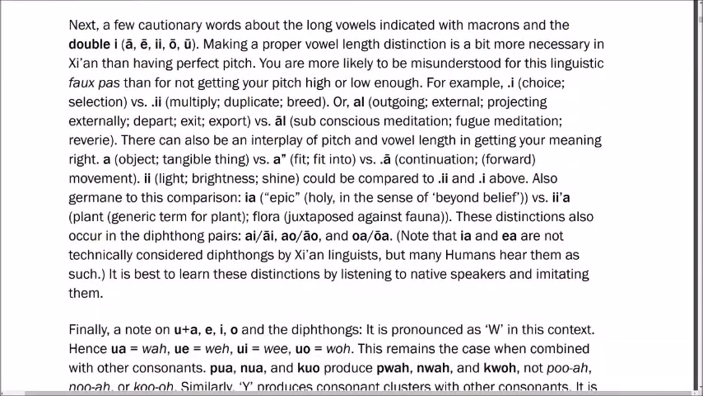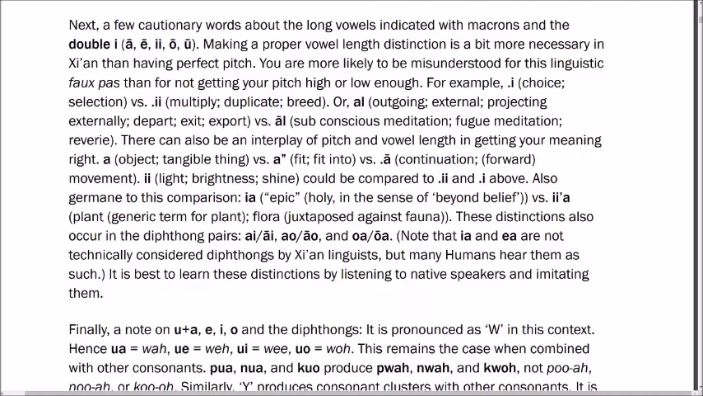Next, a few cautionary words about the long vowels indicated with macrons and the double I, A, E, E, O, U. Making a proper vowel length distinction is a bit more necessary in Xi'an than having perfect pitch. You are more likely to be misunderstood for this linguistic faux pas than for not getting your pitch high or low enough. For example, I choice selection versus E multiply duplicate breed, or AL outgoing external projecting externally depart exit export versus AL subconscious meditation fugue meditation reverie.